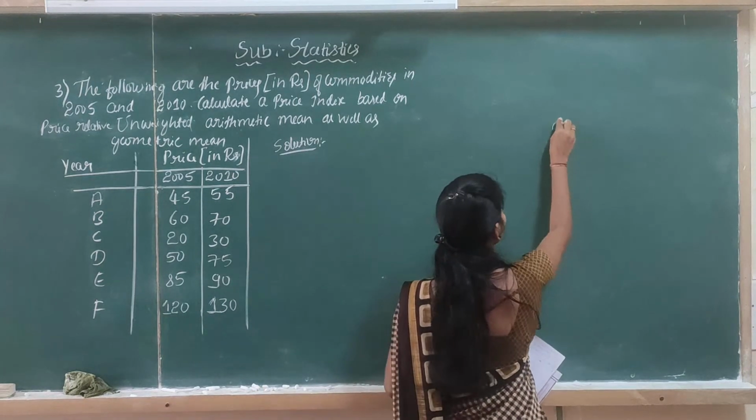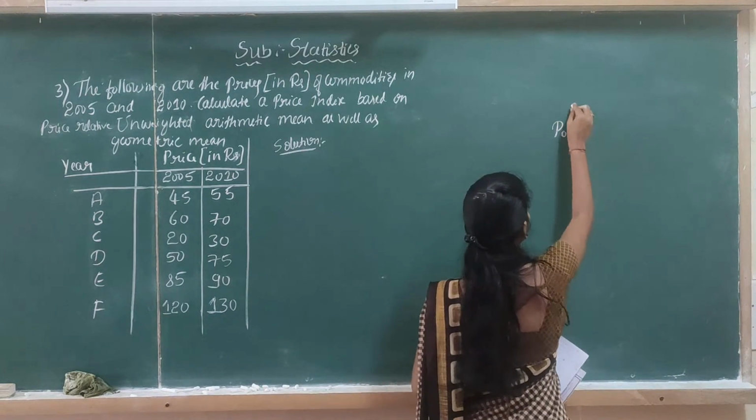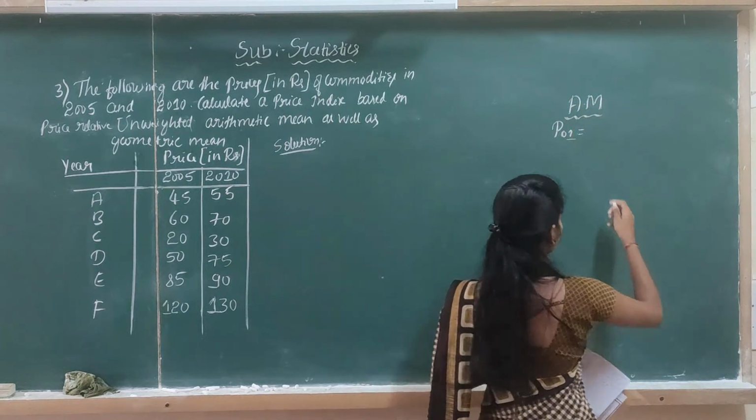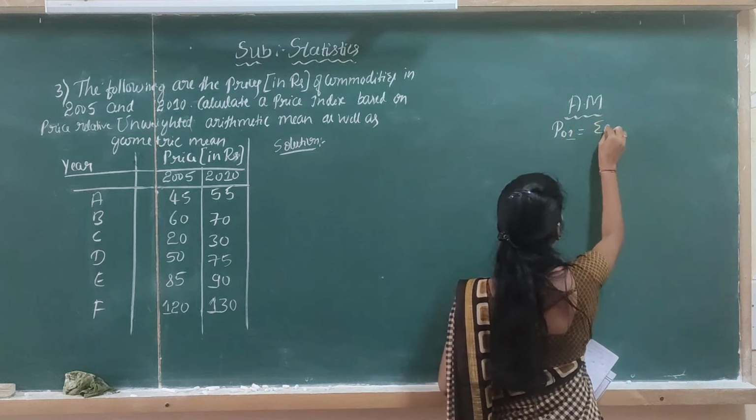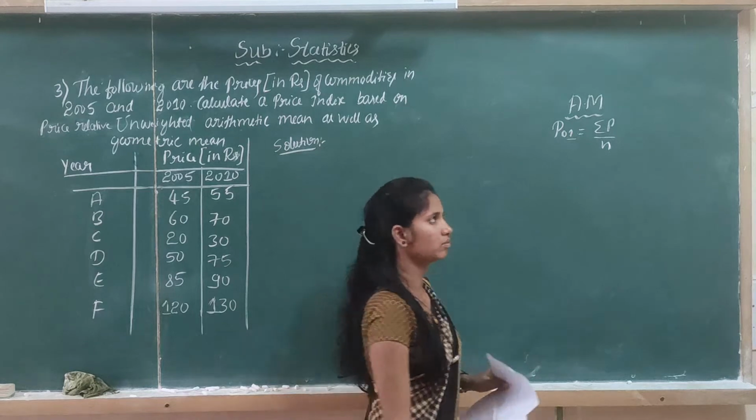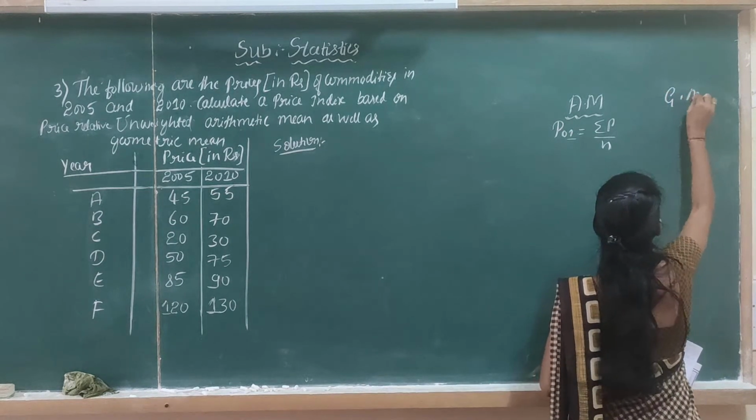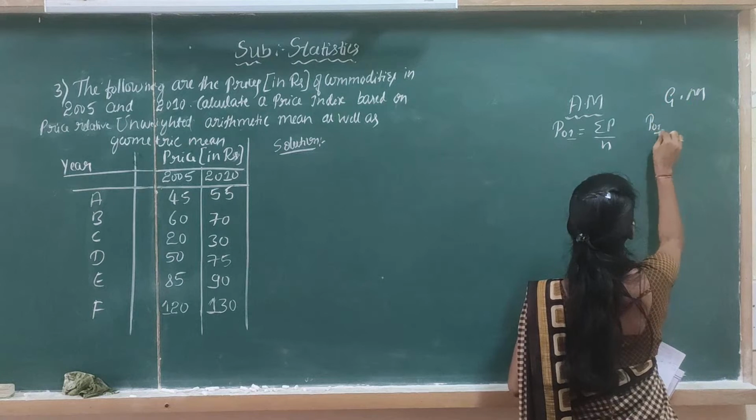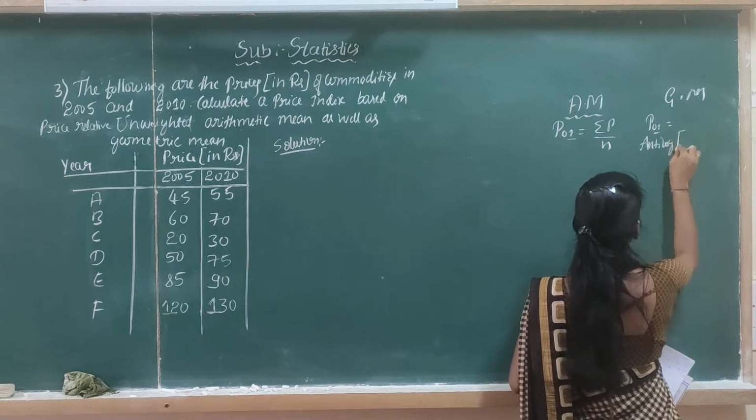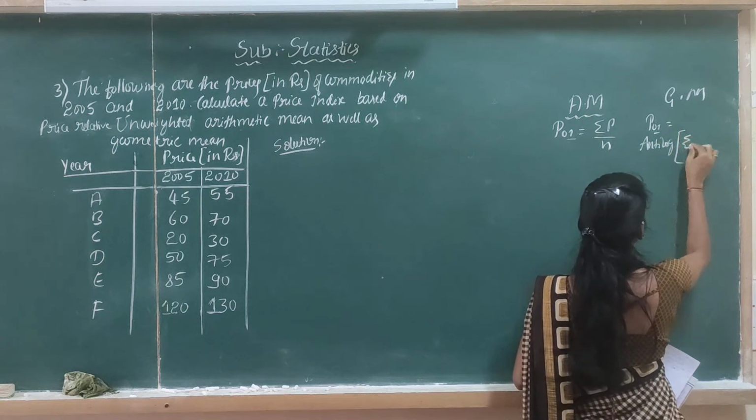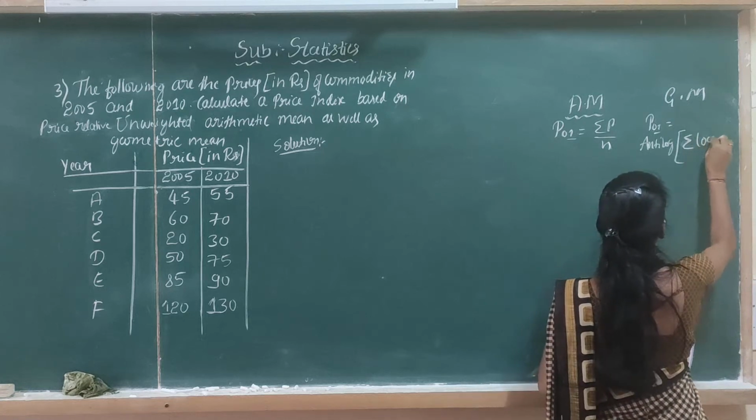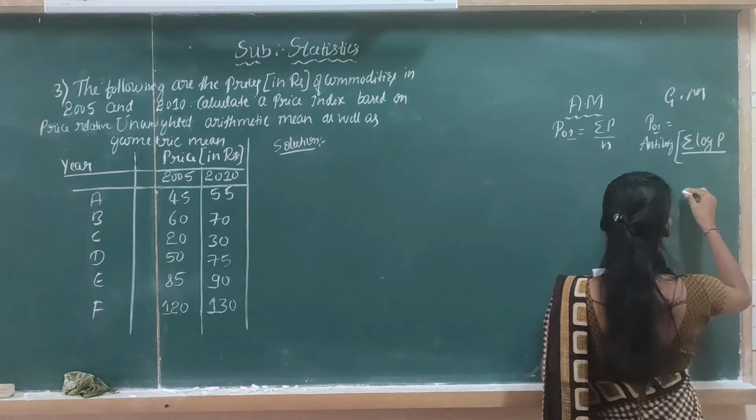Here P01 equals, for the arithmetic mean, summation P divided by N. This is the formula for the arithmetic mean. Then for the geometric mean, P01 equals antilog of summation log P divided by N.